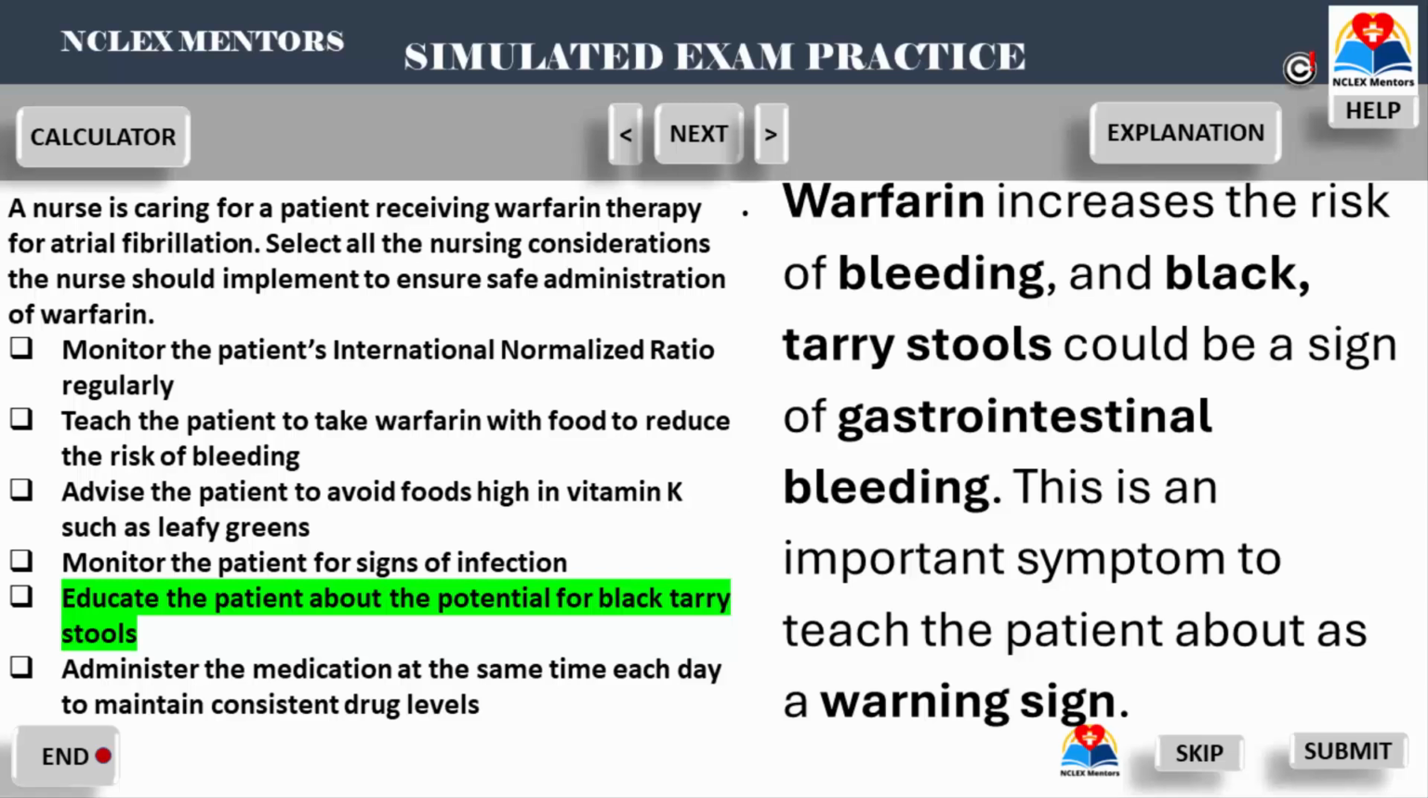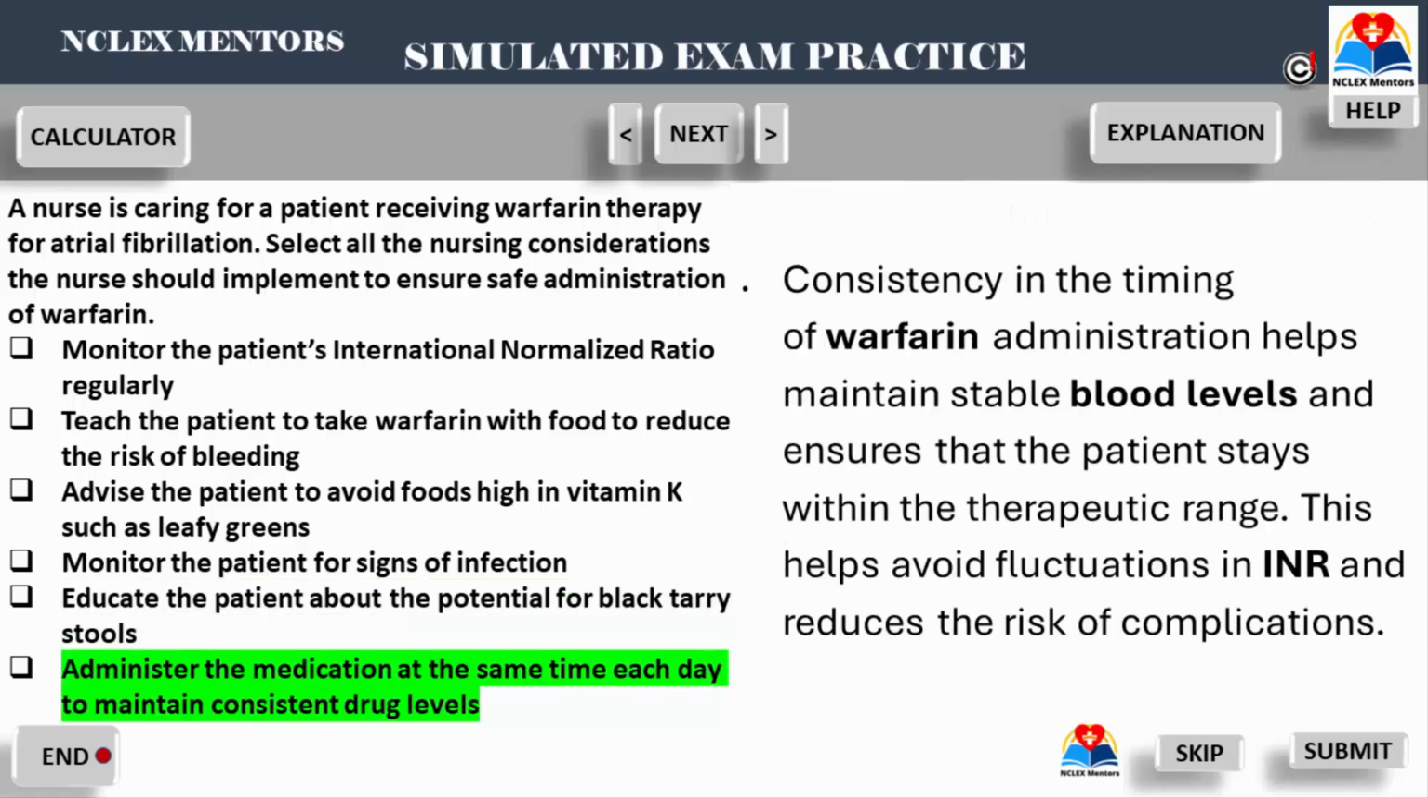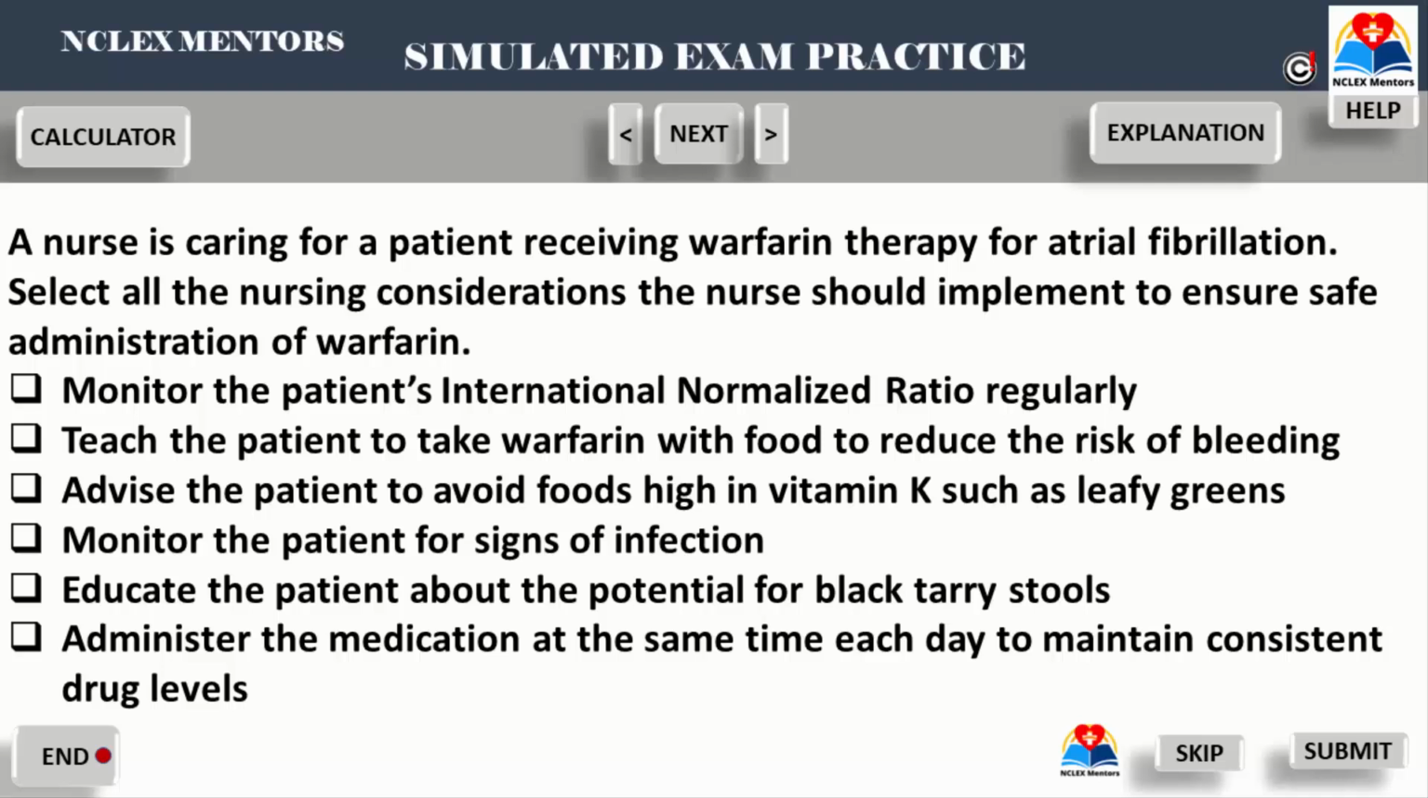Yes. Why? Because black tarry stools can be a sign of gastrointestinal bleeding, which is a major complication of warfarin therapy. This is critical patient education. Administer the medication at the same time each day. Yes, consistency is key. Giving warfarin at the same time daily helps maintain stable drug levels, keeping INR in check and reducing complications. Final correct answers?